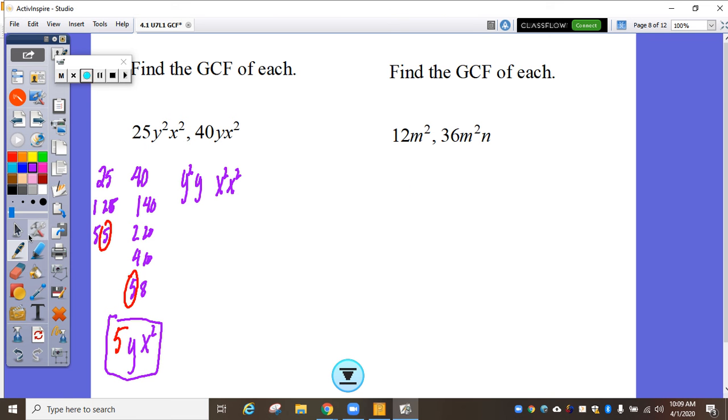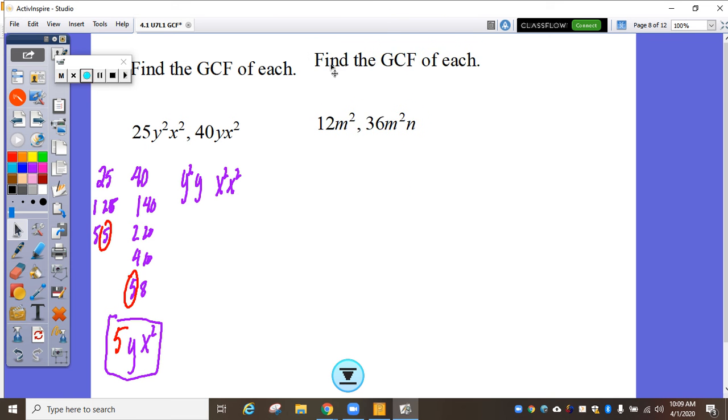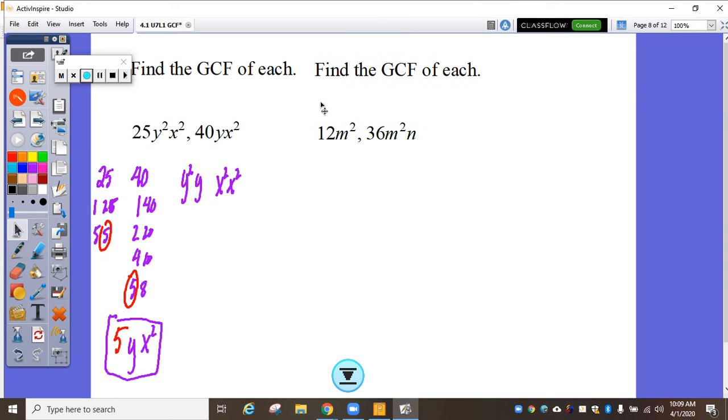All right. So when we're doing this next one, as you work through it, your answer, the greatest common factor between 12 and 36, is going to be 12. M squared and m squared is m squared.